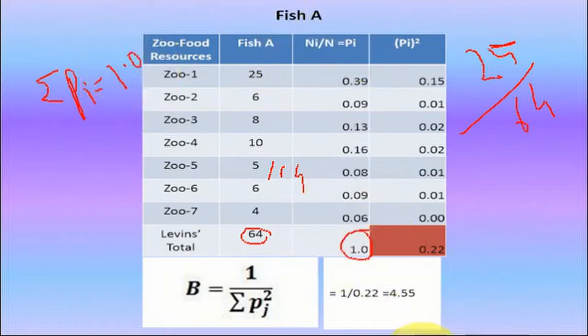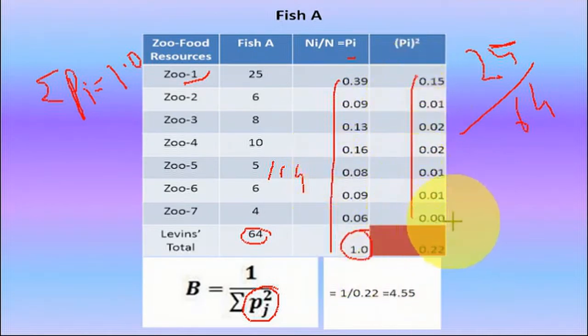Now as per the requirement of Levin's diet rate, it is pi or pj. J is the food item, or if your i means the i food item. So this is pi or pj, whatever you say, it is squared in this case. So pi square or pj square: 0.39 squared is 0.15. So you can square all these pi's, then you will get these numbers.